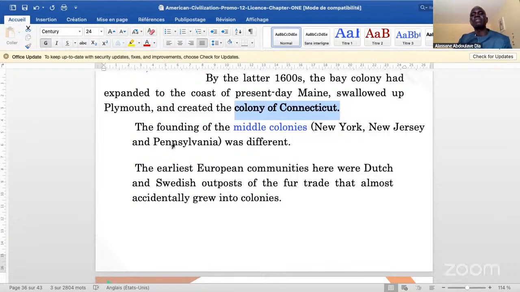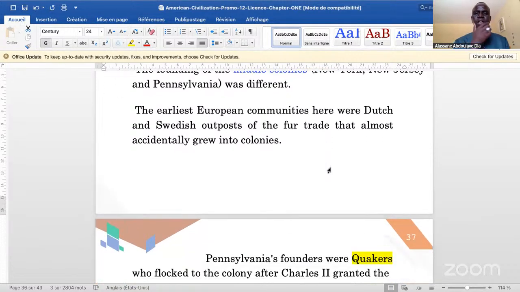So the founding of the middle colonies. There is also what we call middle colonies. I talked about New England colonies. New England colonies were religious. So the middle colonies, you have New York. Do not worry, later in the next chapter, there is a clear explanation and division of the colonies. When I ask you what are the middle colonies, it is New York, New Jersey, and Pennsylvania. These ones are a little bit different from the New England colonies.